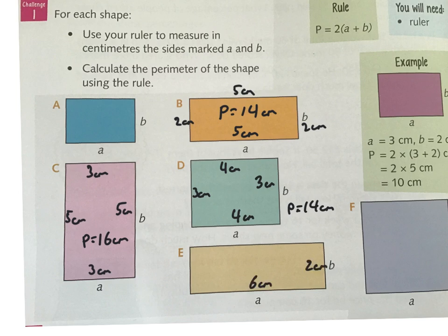Shape E, the longer side A was 6 centimeters and the shorter side B was 2 centimeters. 6 and 2 make 8. If I double that, it gives me 16. I also know that double 6 is 12 and double 2 is 4. So again, that gives me 16. The perimeter for E was 16 centimeters.